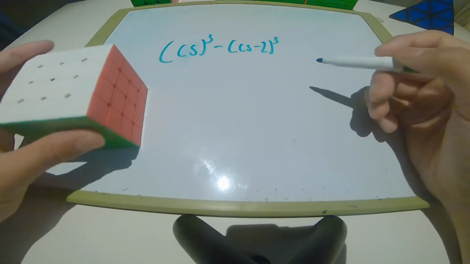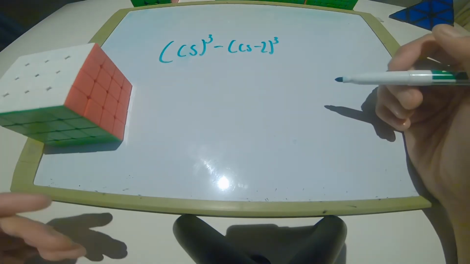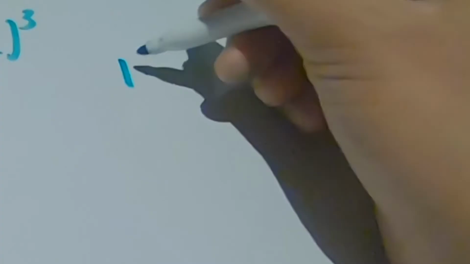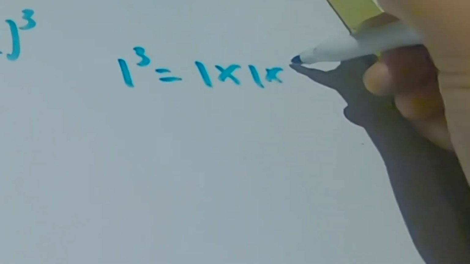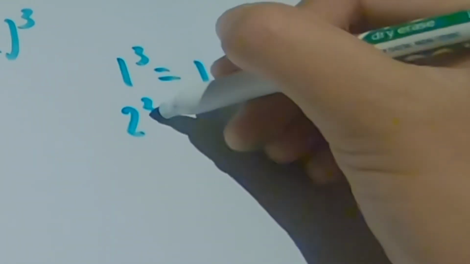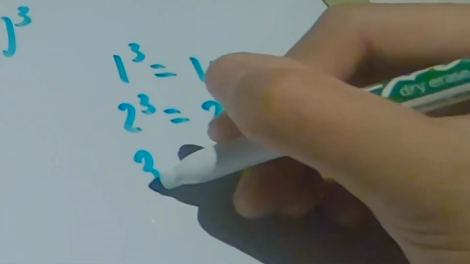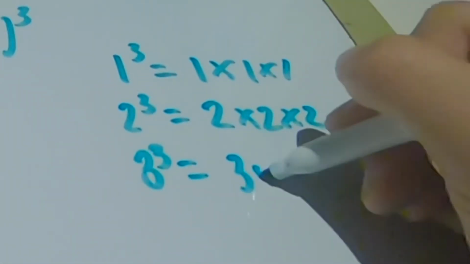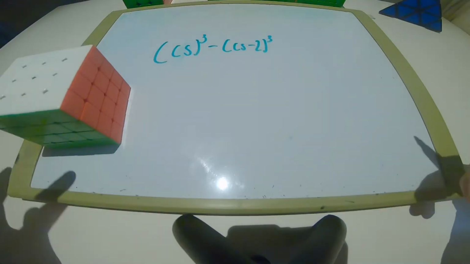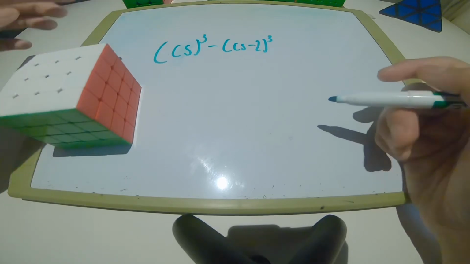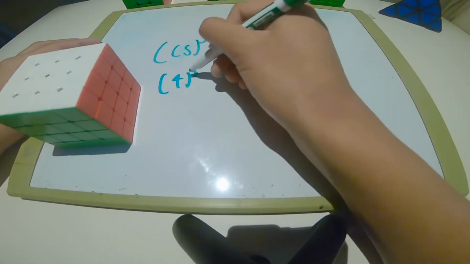Let's try it on the 4 by 4. I should probably mention this little 3 right here, it means to cube the number. So 1 cubed is equal to 1 times 1 times 1. It's kind of like squaring, but you do it again. So 2 cubed is 2 times 2 times 2. 3 cubed is 3 times 3 times 3. Pretty simple. So anyway, we have CS cubed, so that's 4 cubed because the cube size is 4.